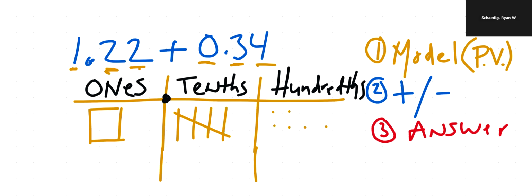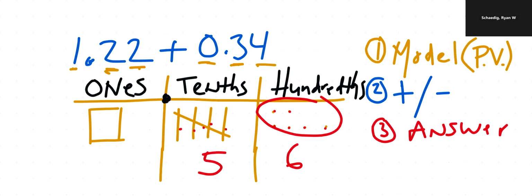If I come to my hundredths place, I have 1, 2, 3, 4, 5, 6 hundredths. I have 1, 2, 3, 4, 5 tenths. I have a decimal right here, so I'm going to put a decimal right here. And if I count my ones, I literally have one. And lo and behold, here's my answer. 1 and 22 hundredths plus 34 hundredths gets me 1 and 56 hundredths. Say what? Yep, that's right. It does really come across that way when we stop and model what we're doing: things work.